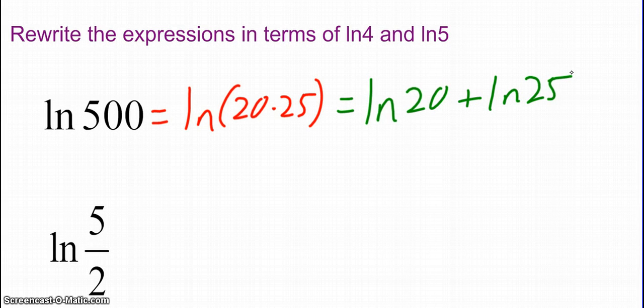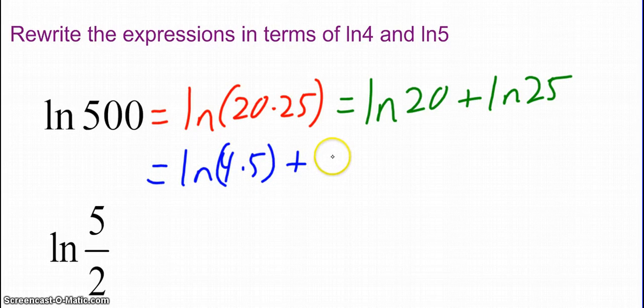Okay, we're not done. Neither one of those are 4 or 5 yet. But 20 is 4 times 5. So this is the natural log of 4 times 5 plus, and 25 is 5 squared, or 5 times 5. Either way, it's going to come out to be the same thing. The natural log of 5 squared. So now I'll split this up again.